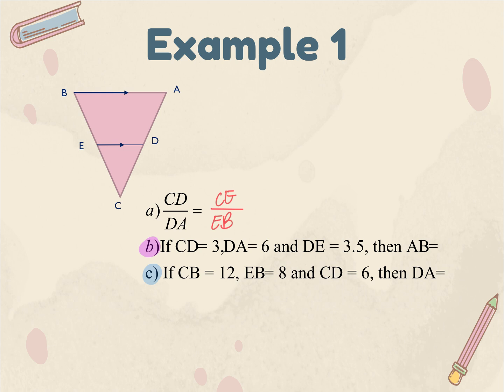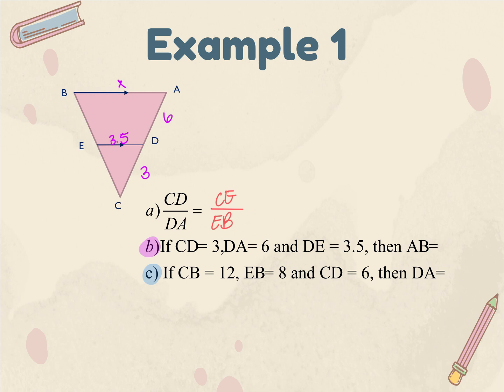So looking at it, they're telling me CD is 3, DA is 6, DE is 3.5. Find AB. So when I'm looking at this one, I can't just set up sides as proportional to sides because I'm not talking about my sides. I'm talking about one side, and let's call that the base of the triangle. So in order for me to do this, yes, you could think about it as two separate triangles.